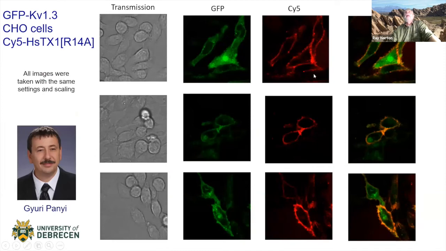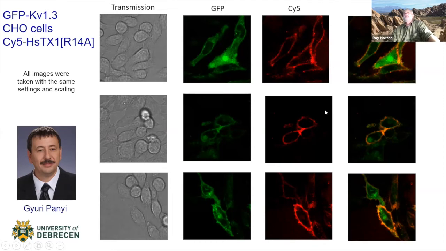So just to show that this Cy5 tagged peptide does indeed highlight surface expressed Kv1.3. This is work we've done with Yuri Panyi in Hungary. So these are CHO cells overexpressing the GFP tagged Kv1.3, and you can see that there's massive upregulation, and it's inside the cells as well as on the surface here. But the Cy5 tagged peptide is only detecting the surface Kv1.3, which is what we wanted. And you can see here with the merged image that it's really the surface only that's being labeled by the peptide. So the peptide's doing what we want.